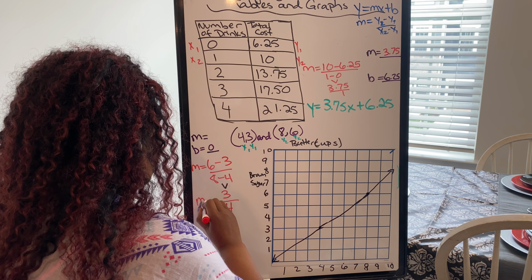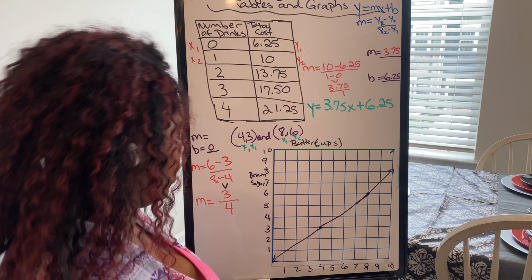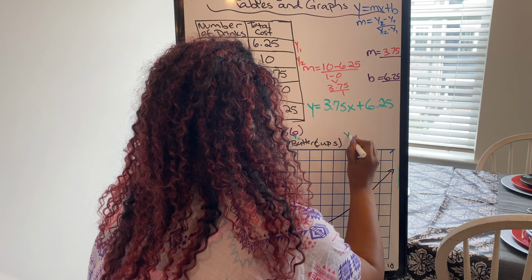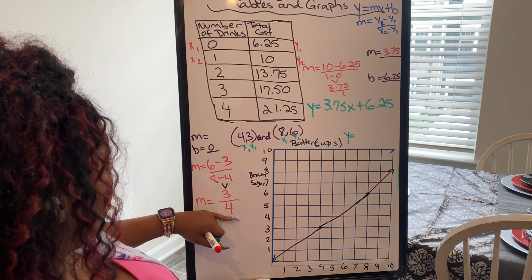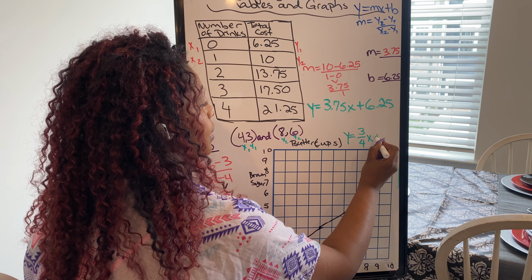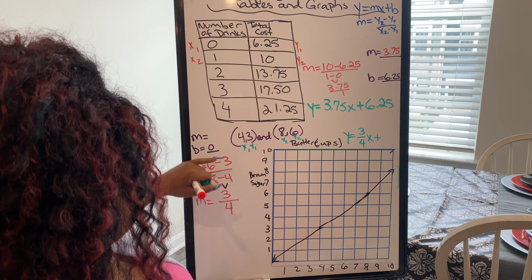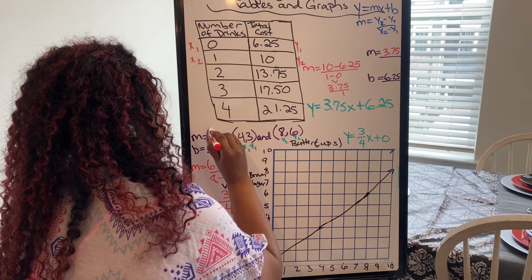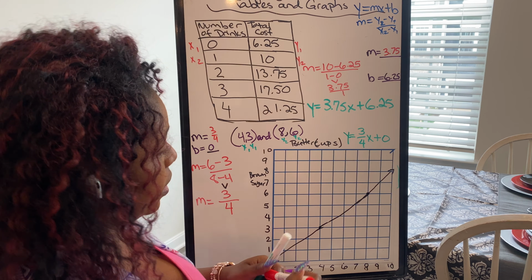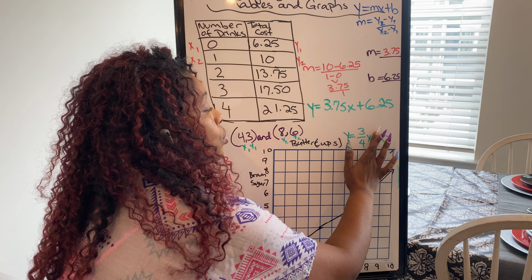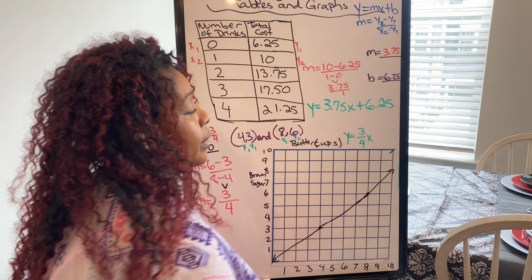So now I know what my slope is. My slope is 3/4. So I can go over here and I can create my equation. Y equals, what is my slope? My slope is 3/4. I keep my x. And what is my b? 0. Now, normally, we would not write a 0. The 0 is assumed. So what you do is you just don't put it.